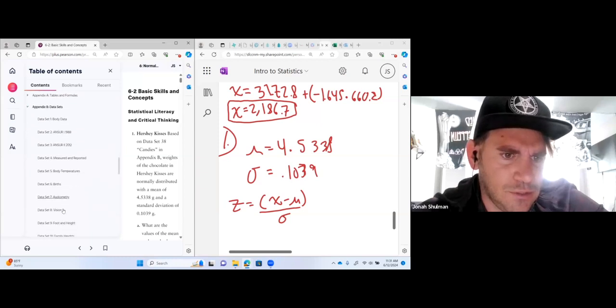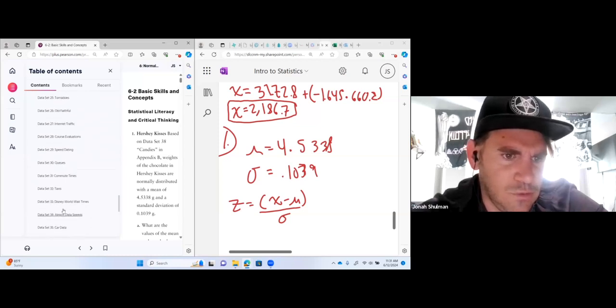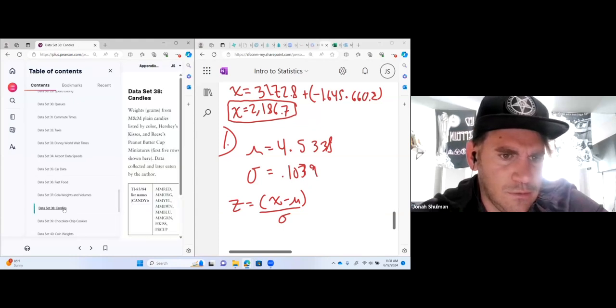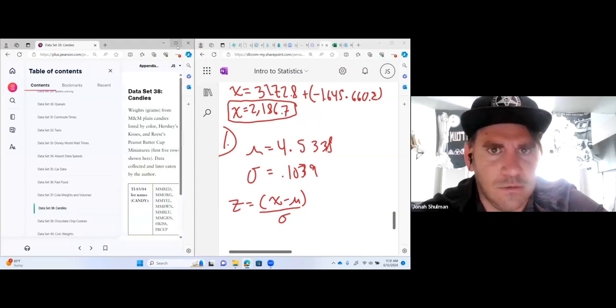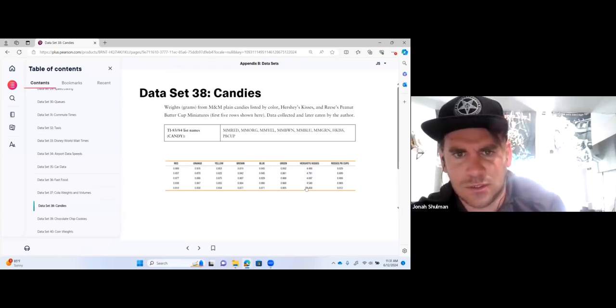Hershey Kisses. Number 38. Woo. Here's the Hershey Kisses.